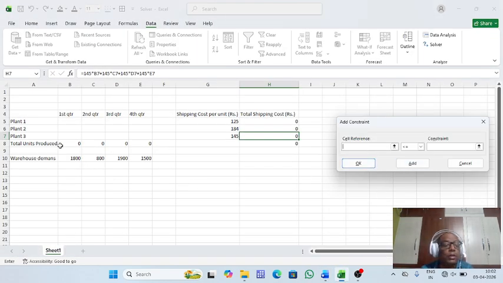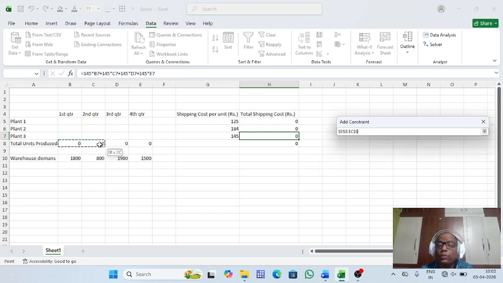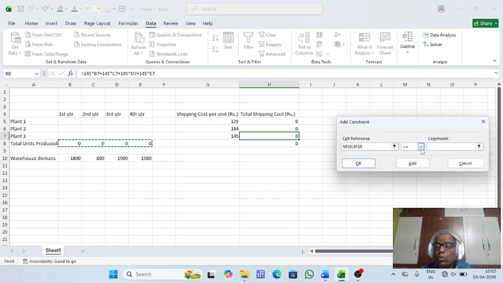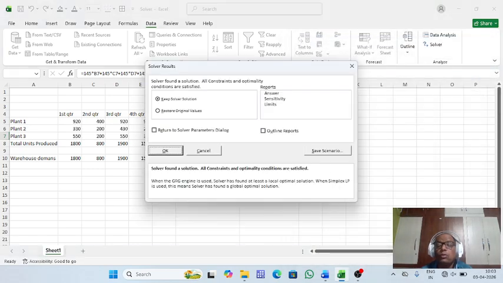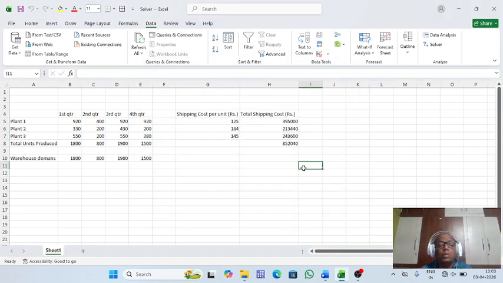The last constraint is that total units produced should be equal to total demand, or warehouse demand. Click on Add and cancel here. So we have set the objective, the variable cells, and the constraints. What you have to do is click on Solve. Once you click on Solve, keep the Solver solution, and then OK, you'll see this.